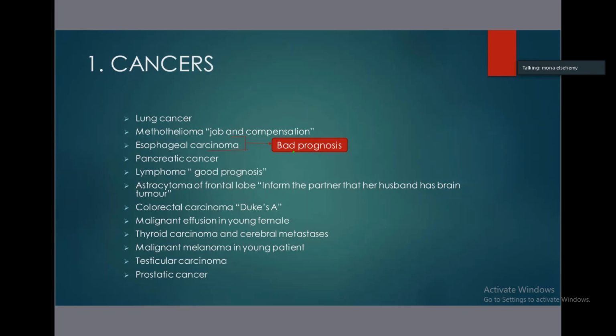Another common scenario in cancer is malignant effusion in a young female. Malignant effusion means it is a stage 4 cancer. You don't know where the primary is, and you don't have to search for it. Here, it is a type of dealing with uncertainty. You are talking to the patient, you don't know where the cancer starts, and you are talking about palliative care, and the patient is insisting to know where it started, and you try to convince her that it will not differ in the management.